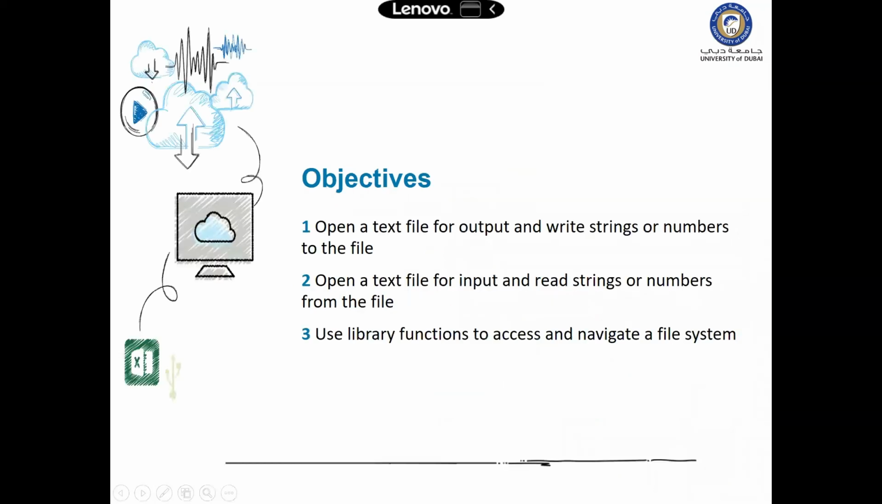All right, so by the end of this lecture, we will be able to open a text file or create a text file, read it, and write on it. So open a text file for output and write strings or numbers to the file, and also open a text file for input and read strings or numbers from the file. So basically read and write. That's what we're going to be working on. Then we'll use some library functions, as I mentioned, such as the os library to access and navigate a file system.